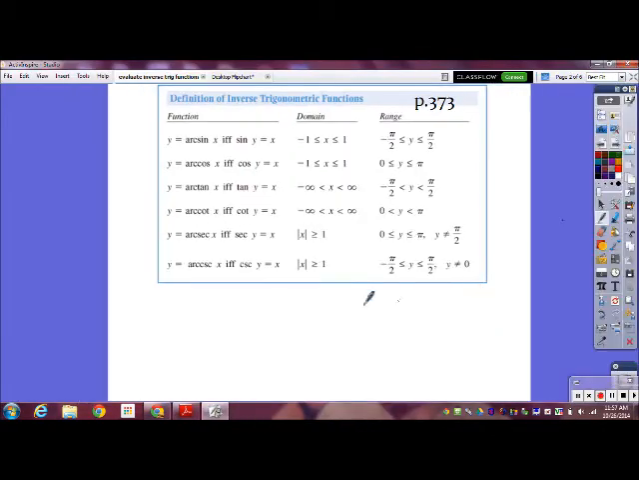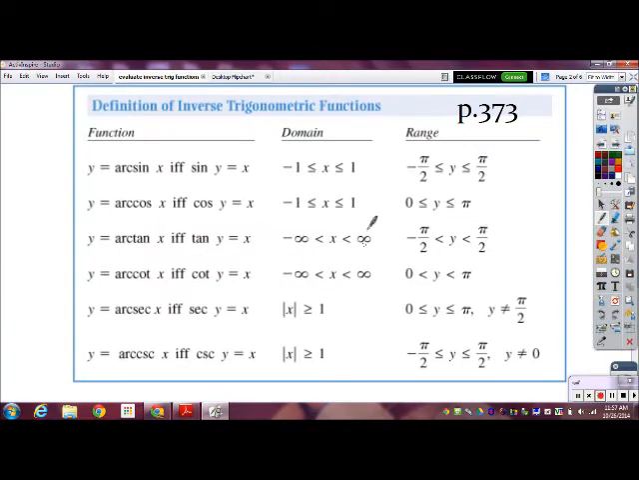Now the rest of these functions, arc cotangent, arc secant, and arc cosecant, they all have restrictions as well. However, in this course we're just focusing on arc sine, arc cosine, and arc tangent, or inverse sine, inverse cosine, and inverse tangent. What I would do is I would pause this video and go ahead and write down the domain and range of these three functions.